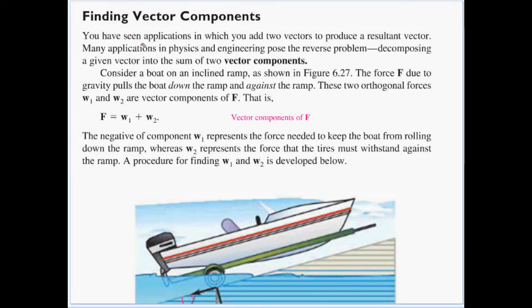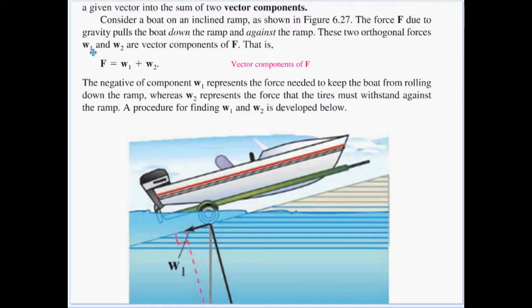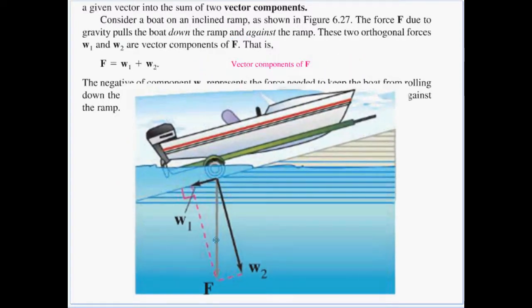All right, finding vector components. We've seen applications where you can add two vectors to produce another vector, the resultant vector. Many applications in physics or engineering pose the reverse problem, decomposing a given vector into the sum of two vector components. If we consider a boat going down an inclined ramp, as we see here in the figure, the force F due to gravity pulls the boat downward down the ramp and against the ramp. So here's F going straight down.